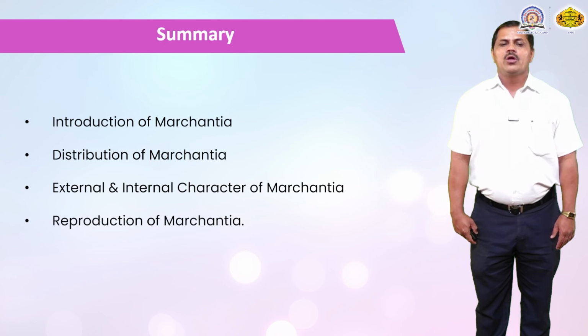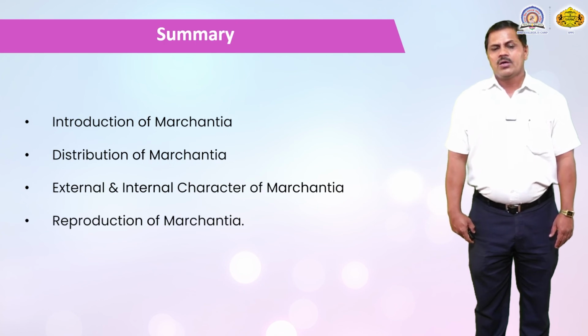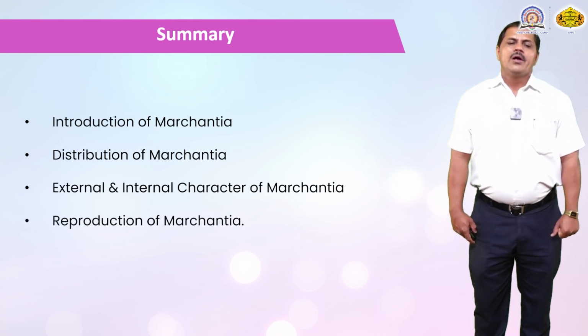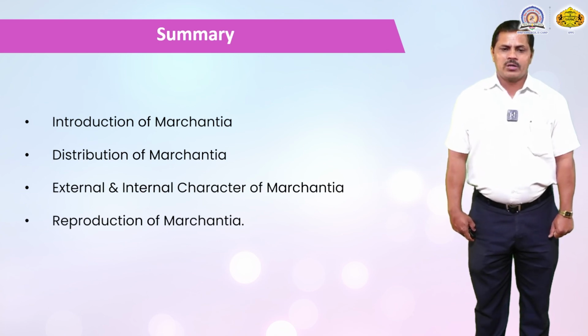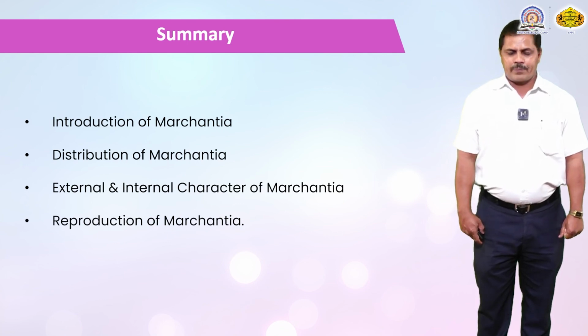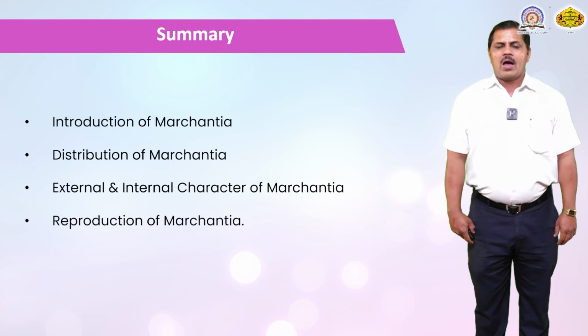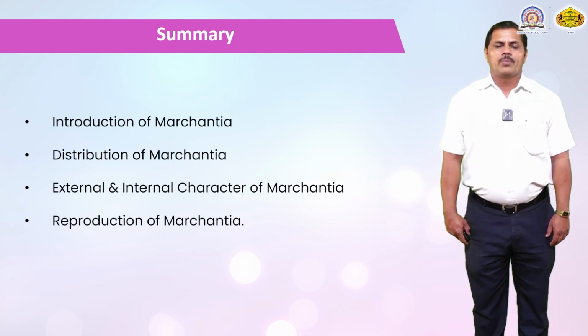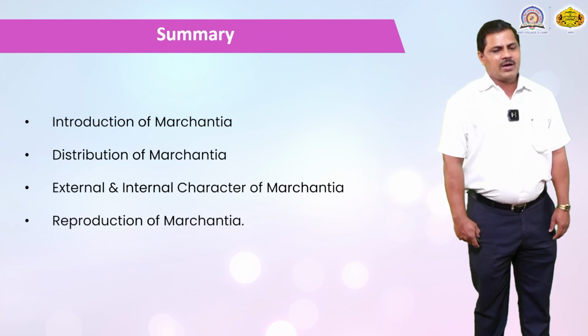There is a small upper epidermis, and a smaller thallus structure with air spaces and air chambers. From the upper epidermal cells, reproductive organs develop, and vegetative reproductive organs called gemma cups and fragmentation also develop. Internally, Marchantia has a well-developed structure with an upper and lower epidermal cell layer.